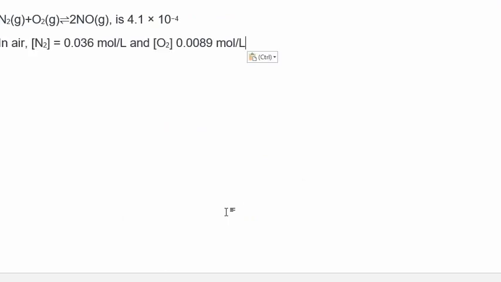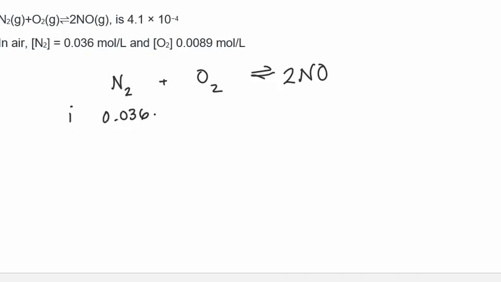So first thing I'm going to do is write out my reaction. So I'm going to have my N2 plus O2 reacts and reacts back to form 2NO. Now initially I have 0.036 moles per liter, capital M molar. I'm going to leave that off for now. And I have 0.0089, same unit, molarity, of my oxygen, and I have none of my product. Then it's going to change. So I'm going to take some amount X away from each of my reactants, and I'm going to add 2X to my products because of that stoichiometric coefficient.